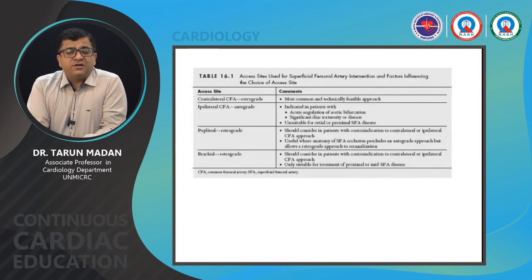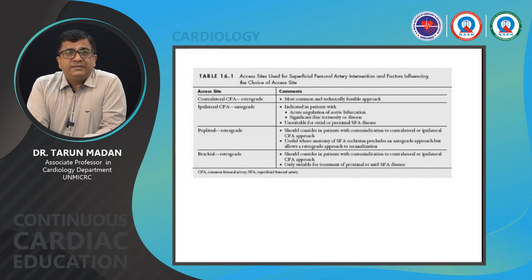So the most common access is contralateral common femoral retrograde access. It's a technically feasible approach. Save your hands from radiation when you are doing the contralateral access, especially when you are doing the left common femoral access and you are standing on the right side of the patient.